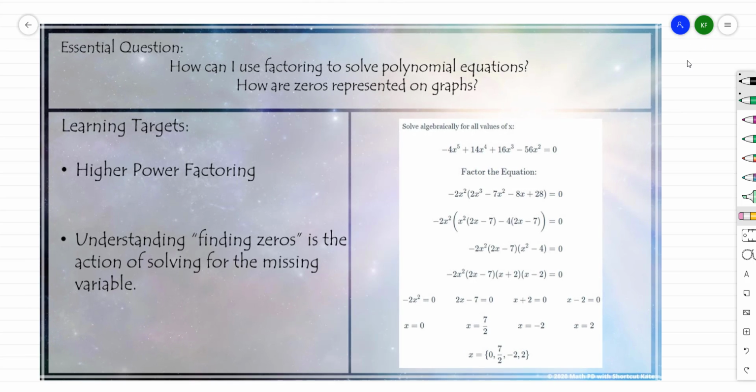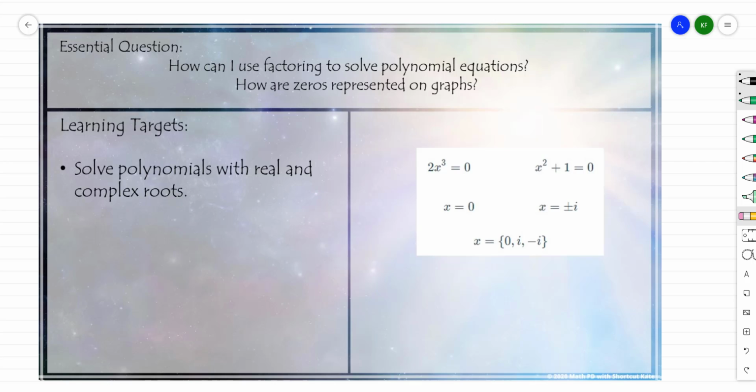Okay, so I have some examples of the learning targets. I wouldn't write them down. I would just make sure you have a visual of what you're doing. So here you can see the I. So some of these problems will and sometimes they won't have complex roots in them, but you need to definitely be used to them.